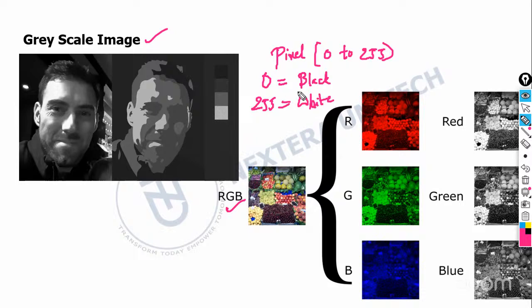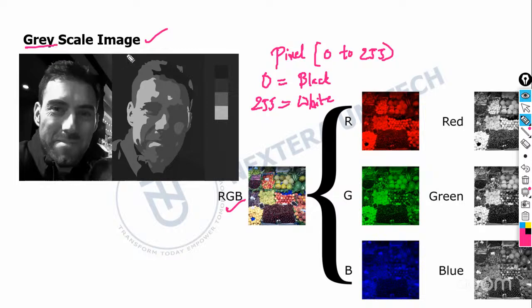This is very important, friends. For a grayscale image, the range of the pixels will be only between 0 to 255, where 0 represents black color and the pixel value 255 represents white color. Then what about the rest of the values, like 1, 2, 3, 100, 200? The values between this range represent different shades of gray.